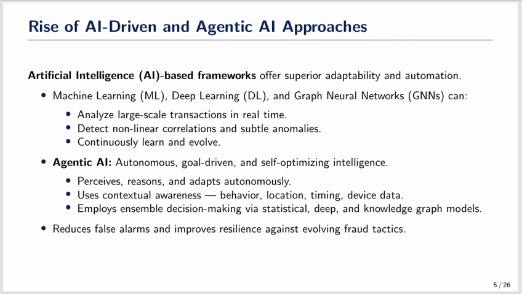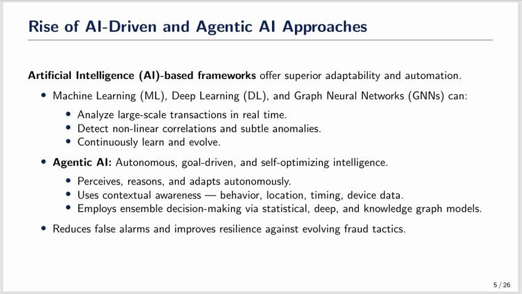The rise of AI-driven and agentic AI approaches comes with machine learning, deep learning, and graph neural networks. These analyze large-scale transactions in real time, detect nonlinear correlations and subtle anomalies, and continuously learn. And then we are going with Agentic AI. This Agentic AI is autonomous, goal-driven, and self-optimizing intelligent systems.